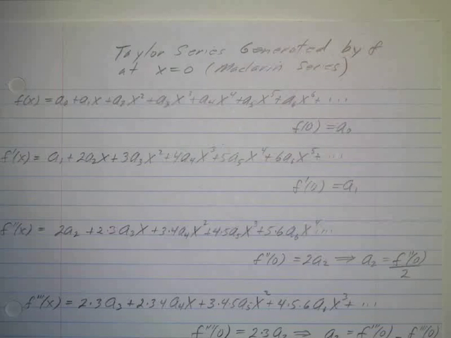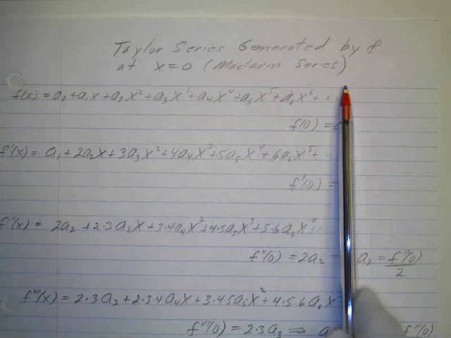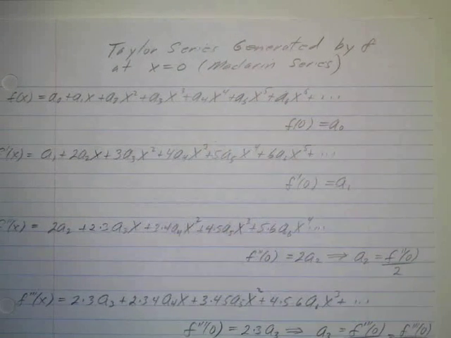Okay, now we're going to derive a very important kind of form or formula. This is for the Taylor series generated by f at x equals 0. And that's really what we had, a Taylor series with a center at 0. When the center is at x equals 0, that's called a Maclaurin series. In general, if the center is A, it's the Taylor series. And when A is 0, we call that particular Taylor series a Maclaurin series.